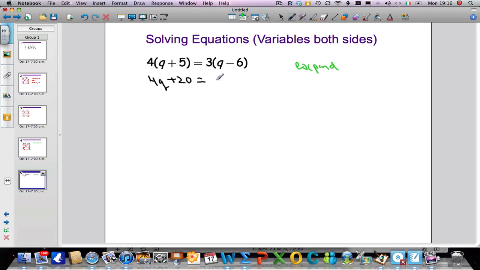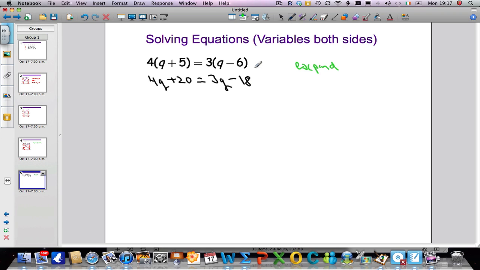3 times q minus 6 gives us 3q. 3 times q is 3q. And 3 times minus 6, well, that's a positive times a negative, which gives me negative. 3 times 6 is 18. Right, that's step 1, expand.